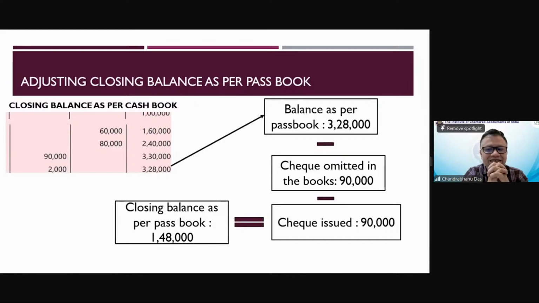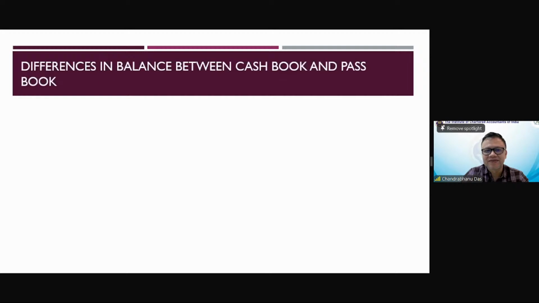So what happens is the checks were omitted. 90,000 has gone, but you have also issued the checks of 90,000. So you deduct it and then you arrive at the closing balance as per passbook. Now this is where you are getting the accurate balance.